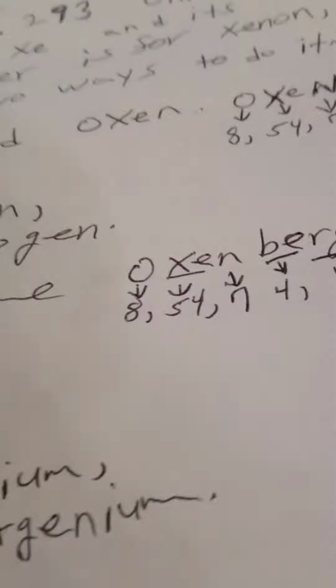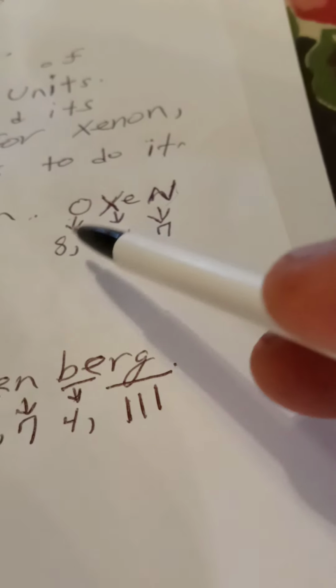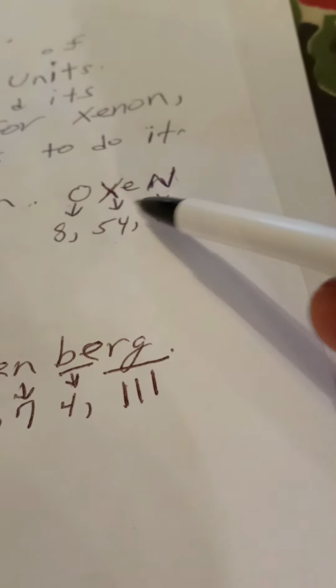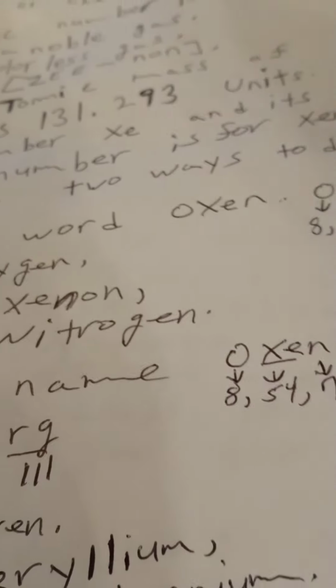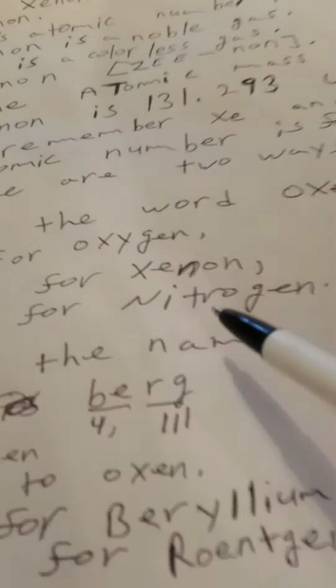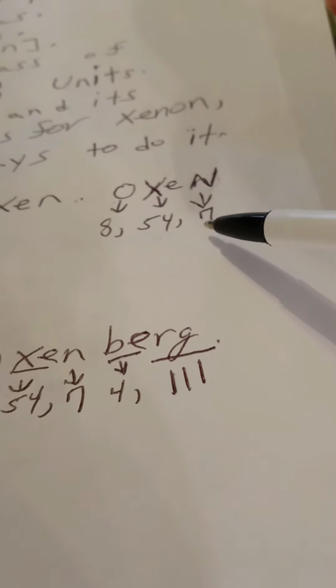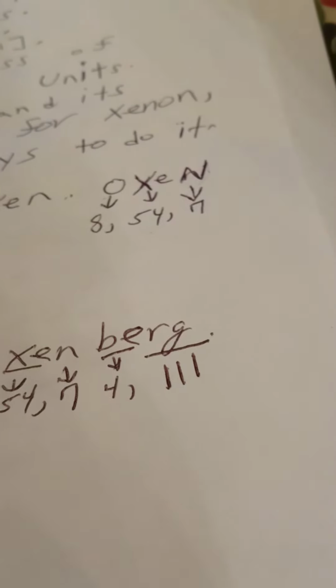And how about a name? Well, there's a name of a person that I always hear on television, Oxenberg, an actor, I think. I'm not sure, but you have Oxenberg. So you have oxen, which is 8, 54, and 7: oxygen, Xenon, and nitrogen. That's what N is, nitrogen. So how can you add to it? How about a name, the actor Oxenberg?